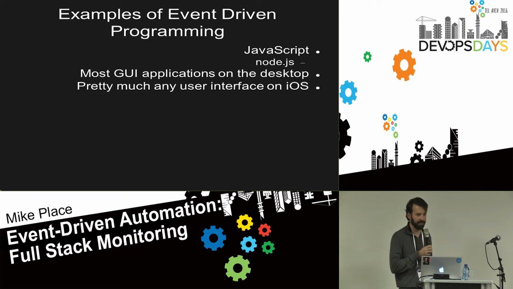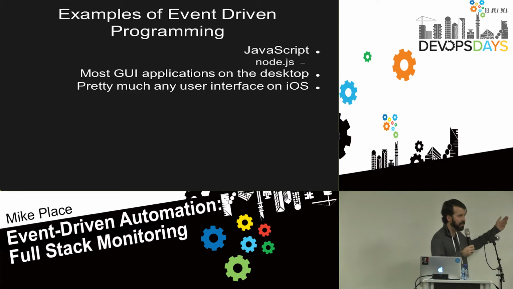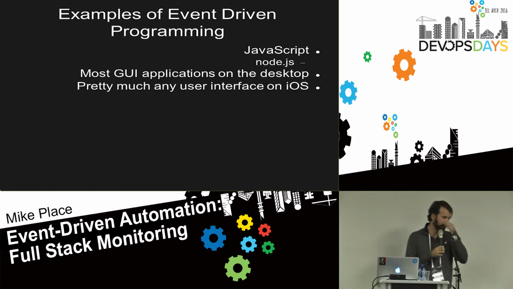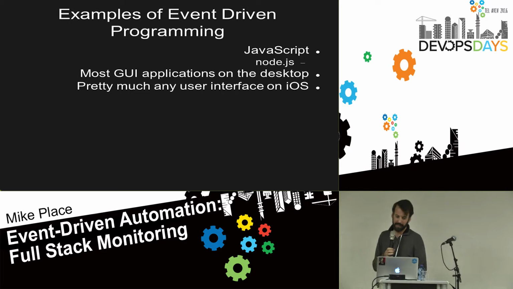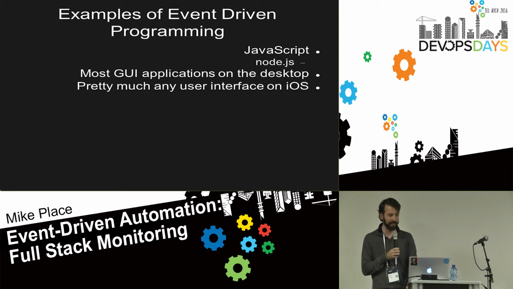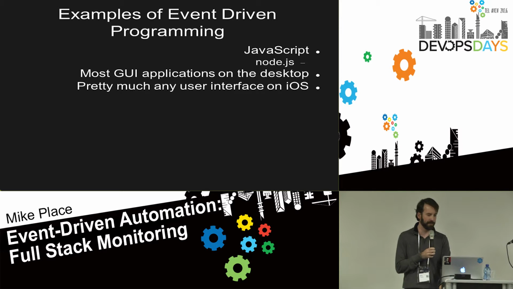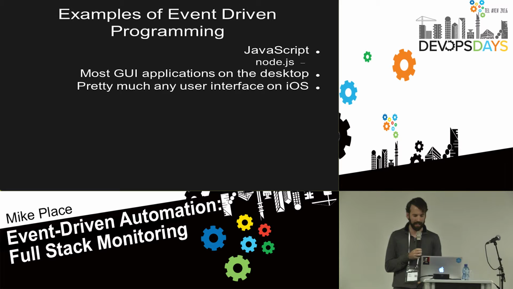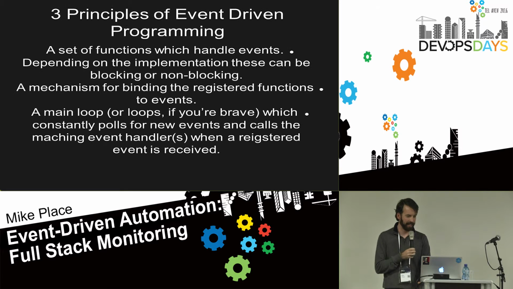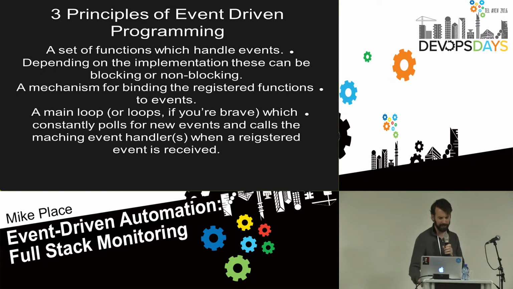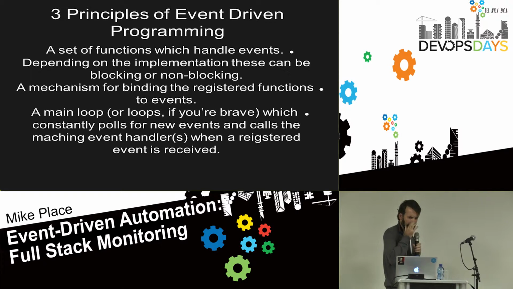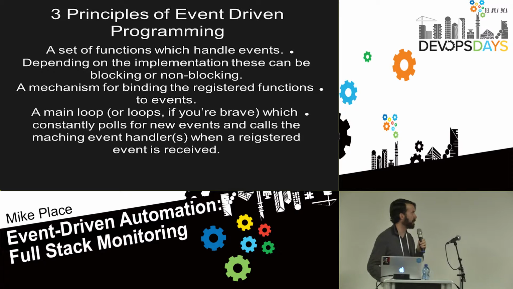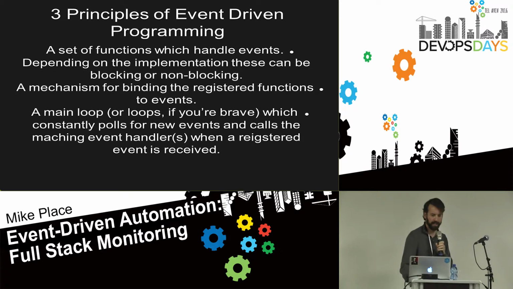So what are the principles of event-driven programming, right? Node.js was very early to this party. Like I mentioned, most GUI applications on the desktop have some form of event-driven programming, and pretty much anything on iOS is all event-driven. And as horrible as all of that stuff is, I think there is a lesson for us here, right? There are 3 principles in event-driven programming that I think are worth noting.